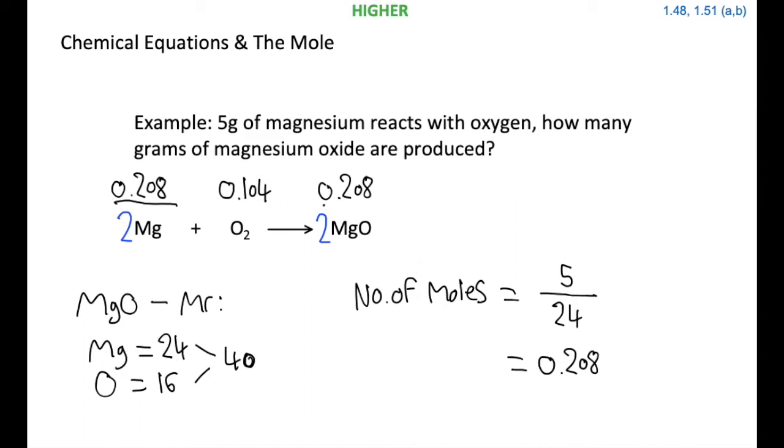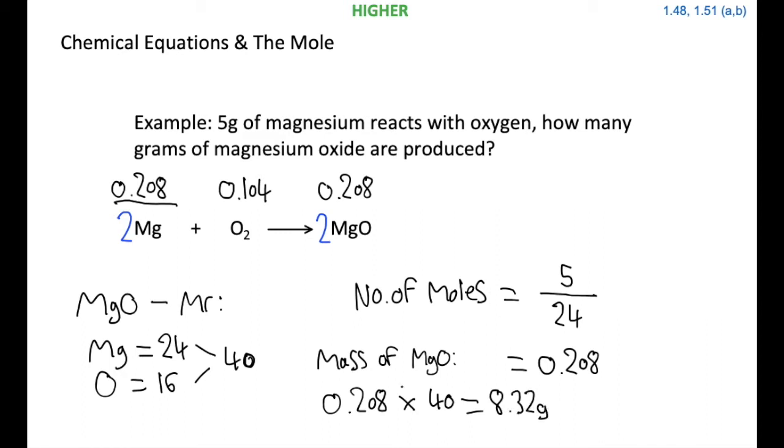So 0.208 moles, which is how much magnesium oxide we have, when we calculate it, is equal to 8.32 grams. And that's our final answer.